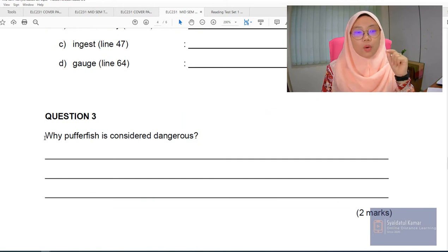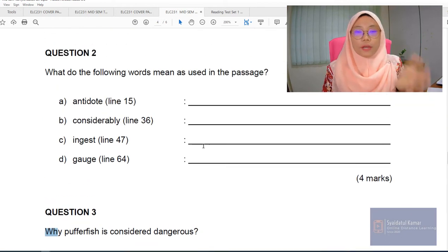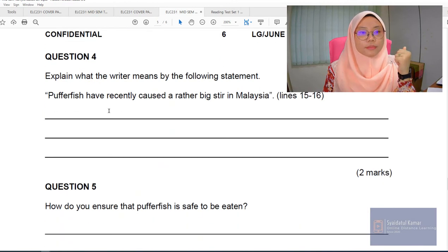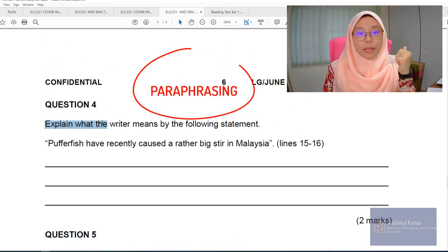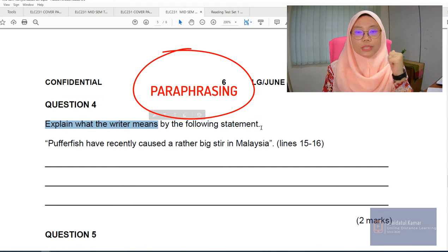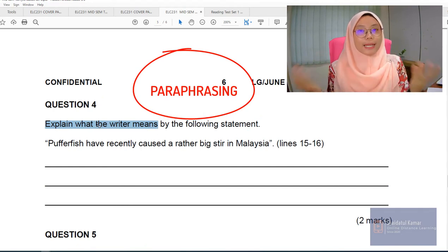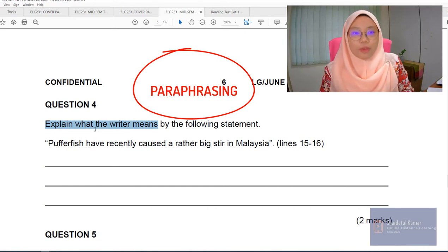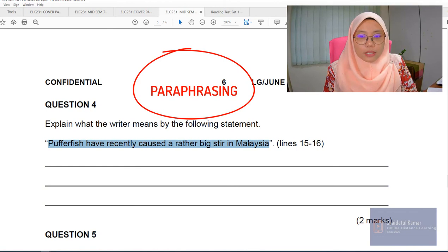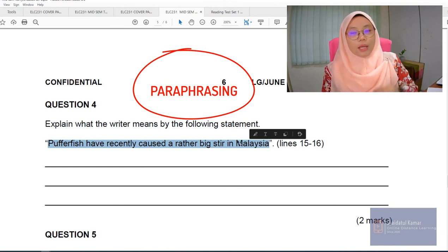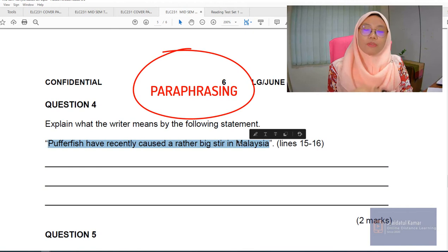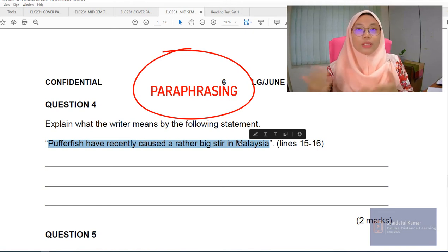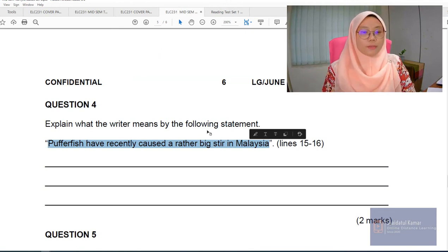And question number 3, why is pufferfish considered dangerous? So this is a direct comprehension question. You can find the answer in the article. Next, question number 4, explain what the writer means by the following statement. So when you have to explain, and again, you are using your paraphrasing skill. So paraphrasing is very important. So you take a look at these words and then you paraphrase it. And how to paraphrase? There will be videos to help you to understand how to paraphrase.